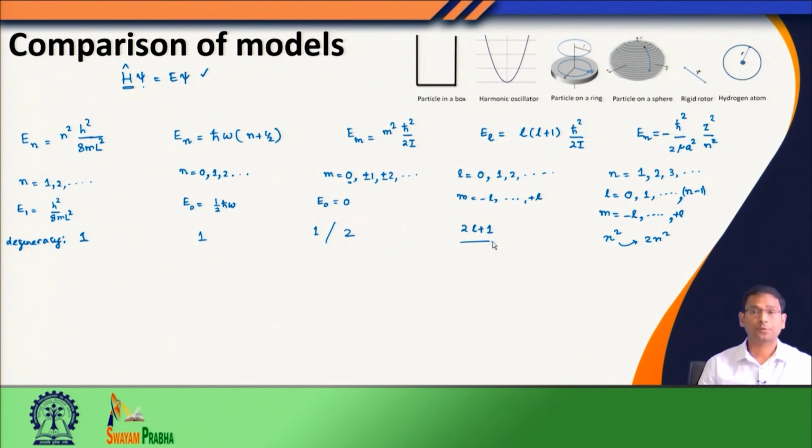The other thing that we could see is the dependence of the energy level on the quantum number. So, n square dependence, n dependence, m square, L into L plus 1. So, you see that the dependence of the energy level on the quantum numbers also keeps changing, and here it is a function of 1 over n square. So, here we saw the degree of degeneracy and the energy levels of the system.